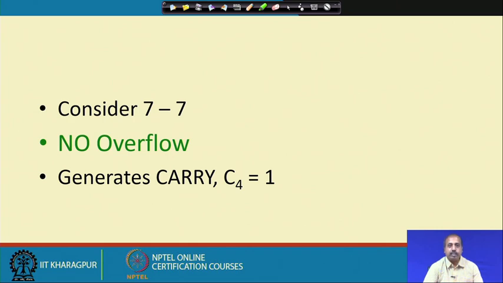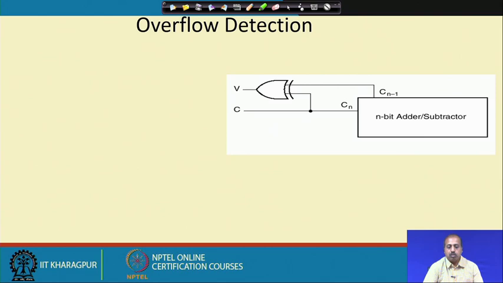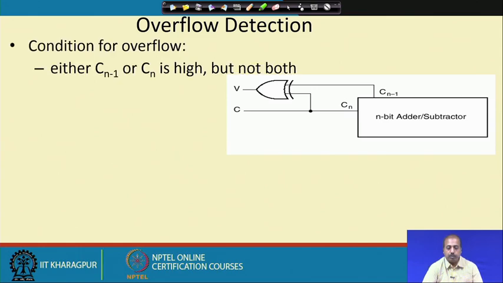If you trace through the addition process, then you can understand. For overflow detection in an adder subtractor, you have to compare the carries generated at the nth stage and the n minus 1th stage. If you take an XOR of these two carries, that gives us the overflow bit, whether it is overflow or not. So, the condition for overflow is that either C n minus 1 or C n is high, but not both.